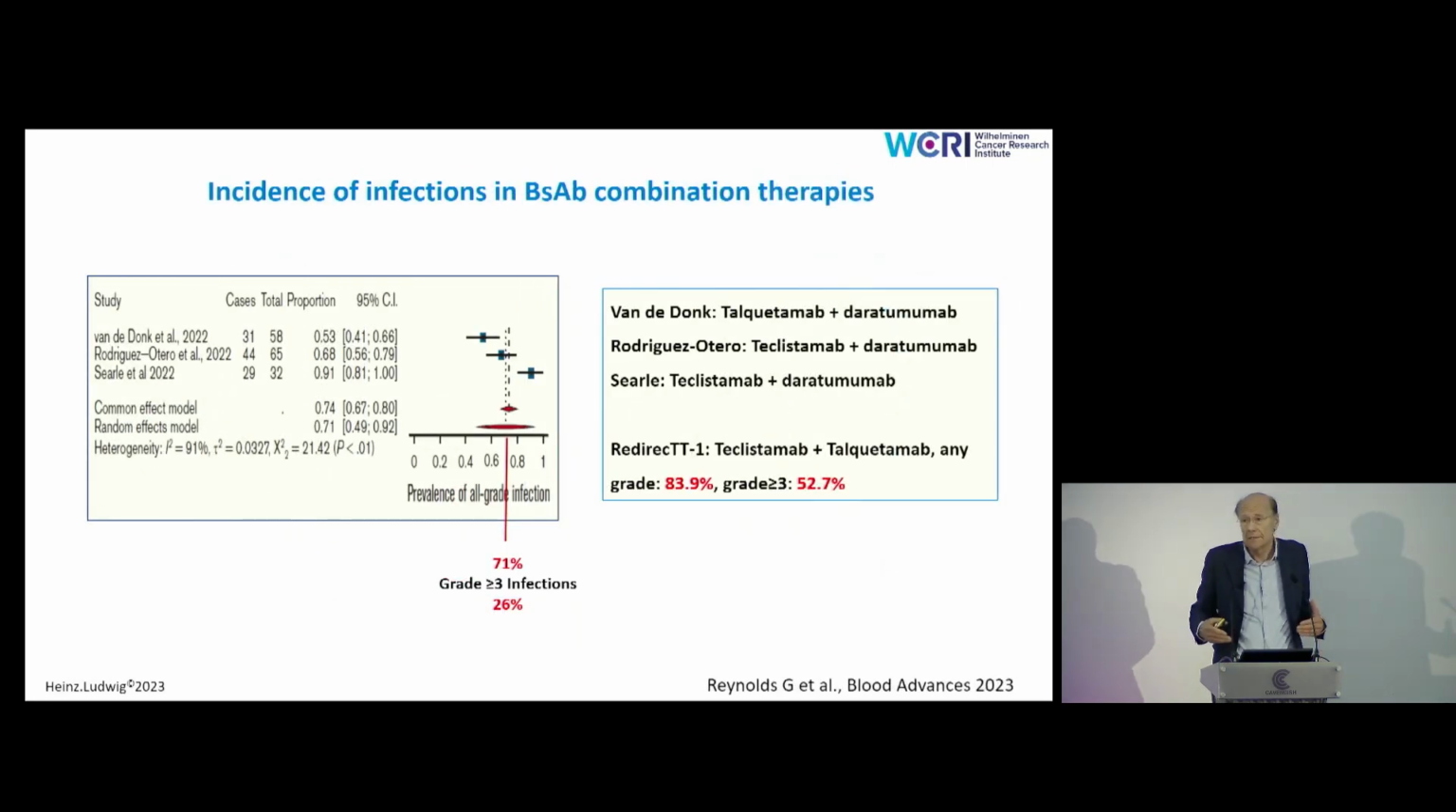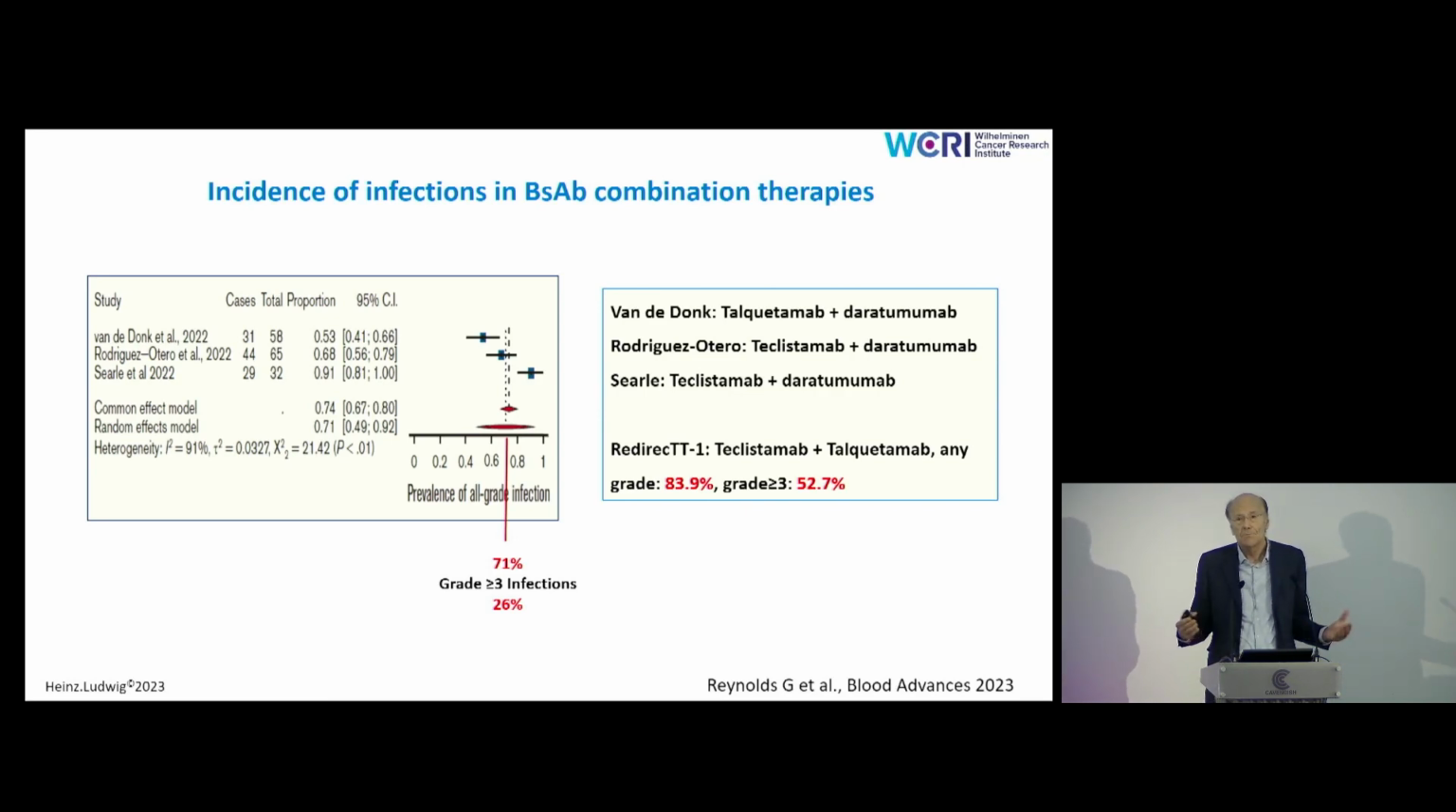When you combine bispecific antibodies with a CD38 antibody, you increase the risk for infections because CD38 antibodies per se already are associated with higher infection risk. And here you have this data, median risk for infection, 71%, grade 3 and higher infections, 26%.